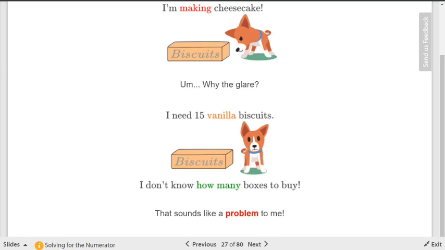Because it says he needs 15 biscuits. Okay? So he needs 15 vanilla biscuits. But he doesn't know how many boxes of biscuits to buy. Because he doesn't have a box of vanilla biscuits. The box of biscuits is mixed flavors.